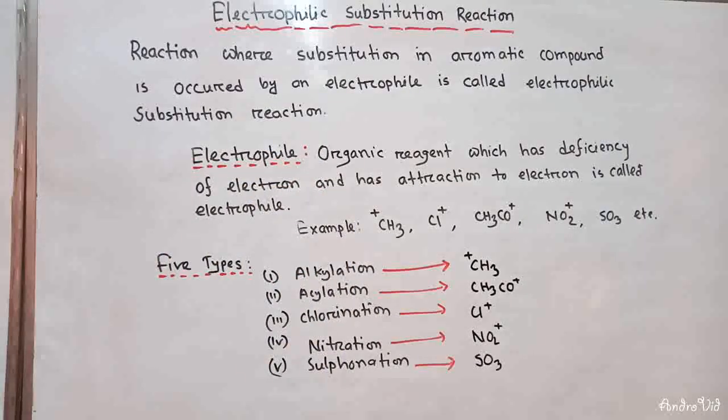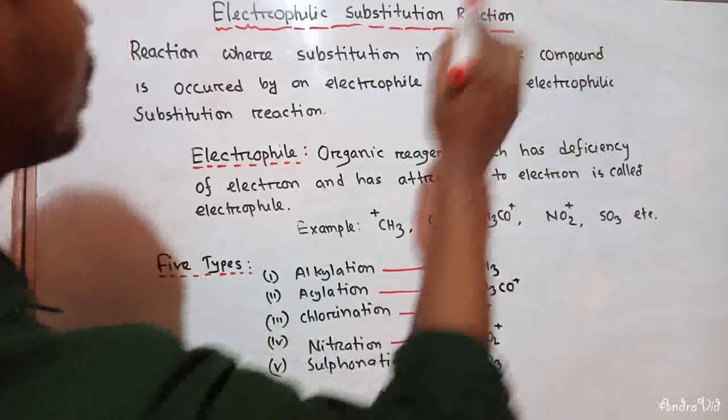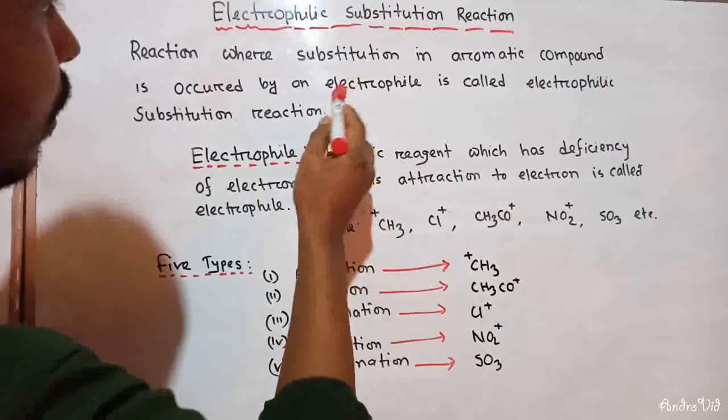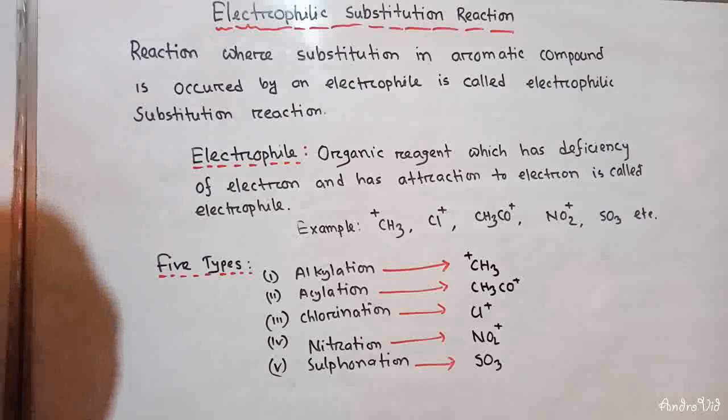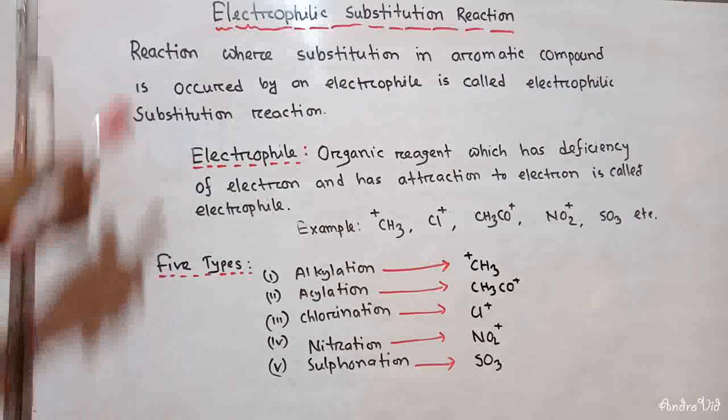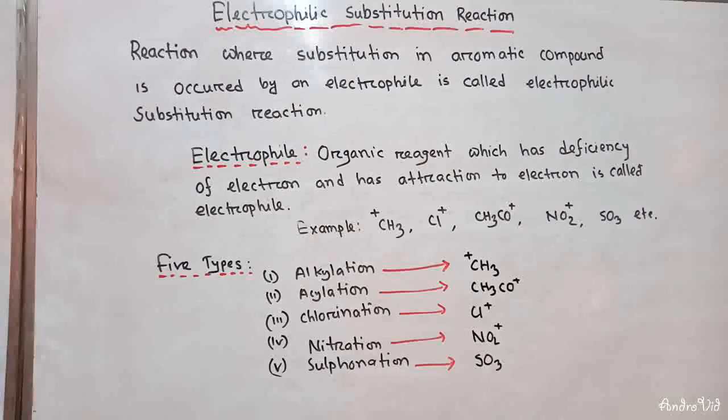So again, a reaction where substitution in an aromatic compound. This is an important point. Normally electrophilic substitution reaction happens in an aromatic compound, say benzene. Substitution should be occurred by an electrophile if it wants to be an electrophilic substitution reaction. So this type of reaction is called electrophilic substitution reaction.